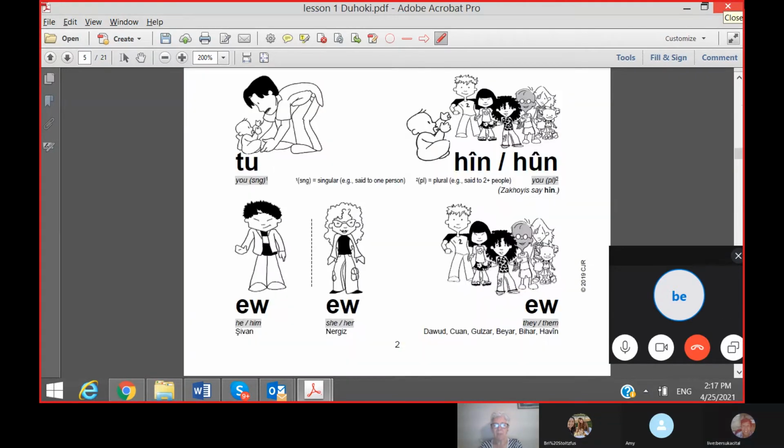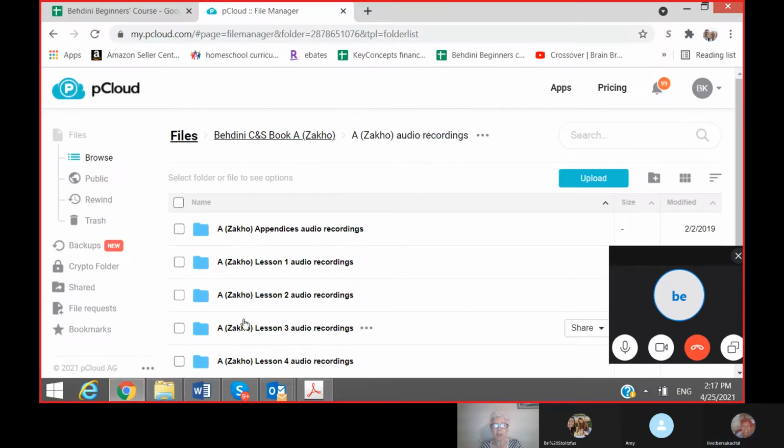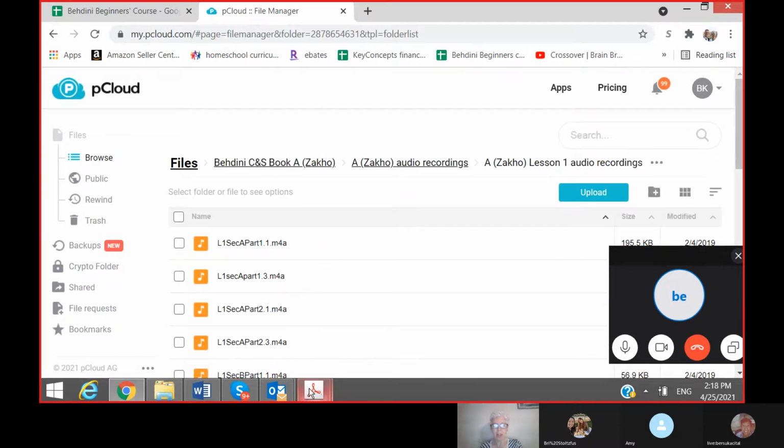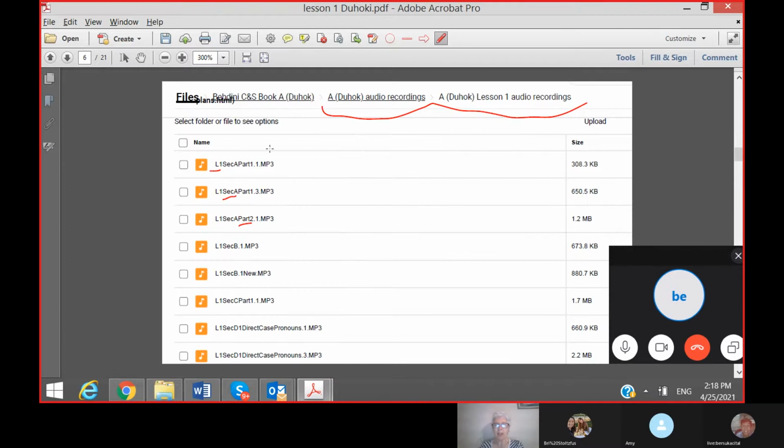It's actually on page 1, lesson 1, right here. This gives you your link to the audio recordings right there. Those are online, and they look like this for the Zaho. I don't know what it looks like when you download it, but it looks like this. So then you would go to lesson 1 and listen to it. In the Dahuki, it looks like this. Let me make this bigger so you can see it. So you can see it's the Dahuk audio recordings, and this is the lesson 1 folder.